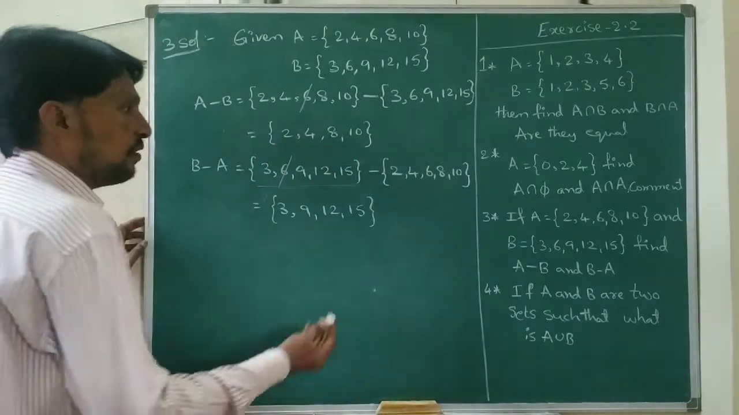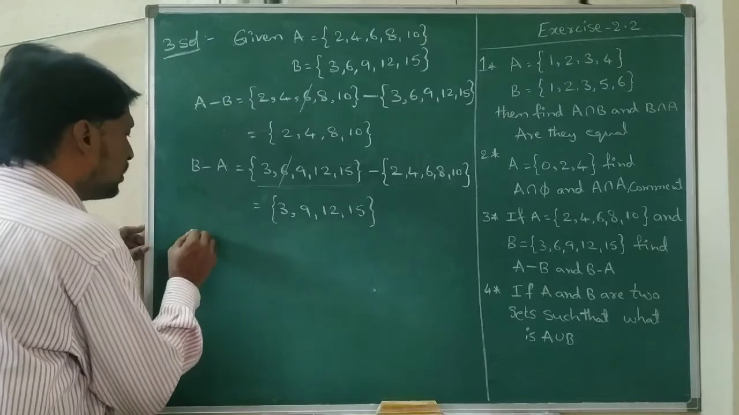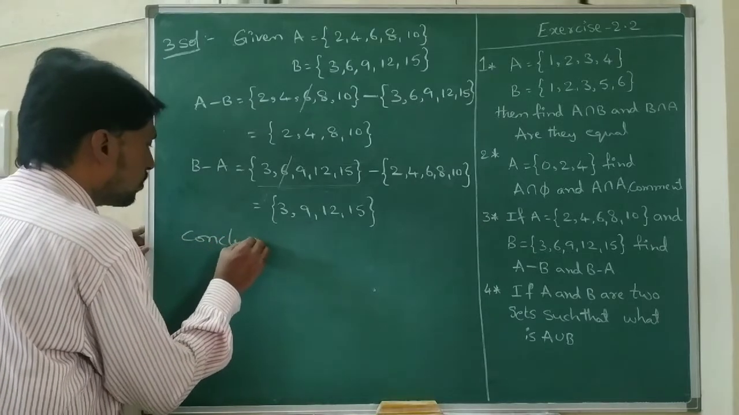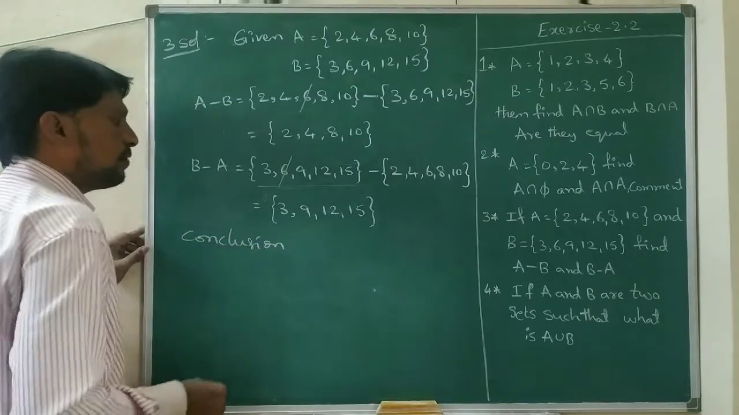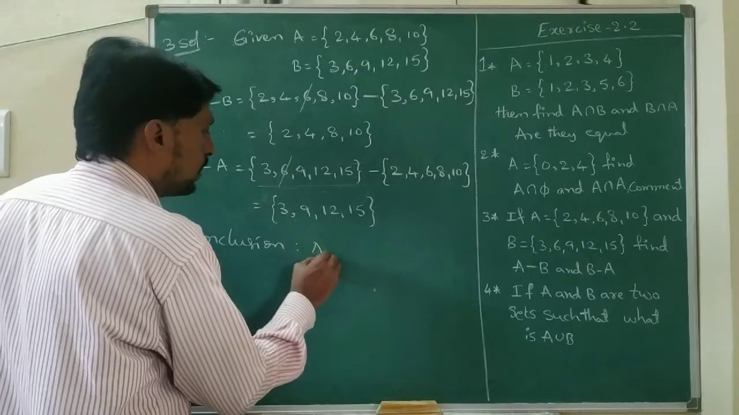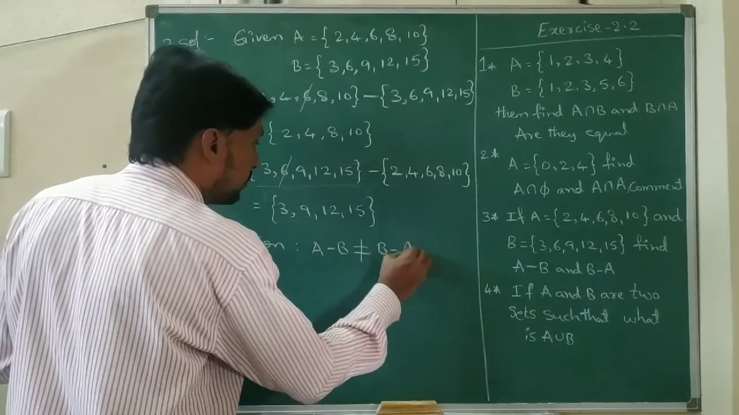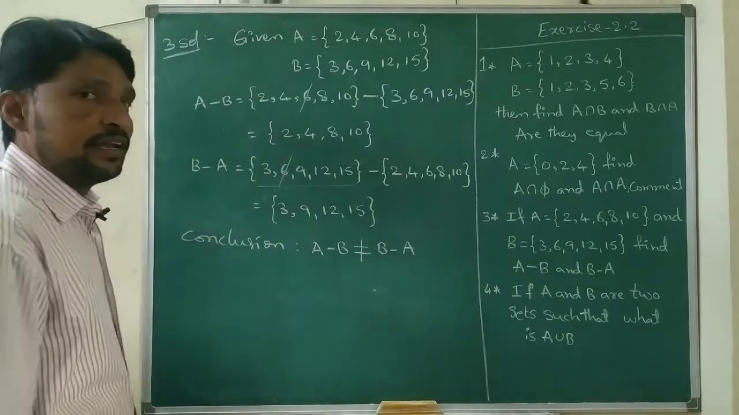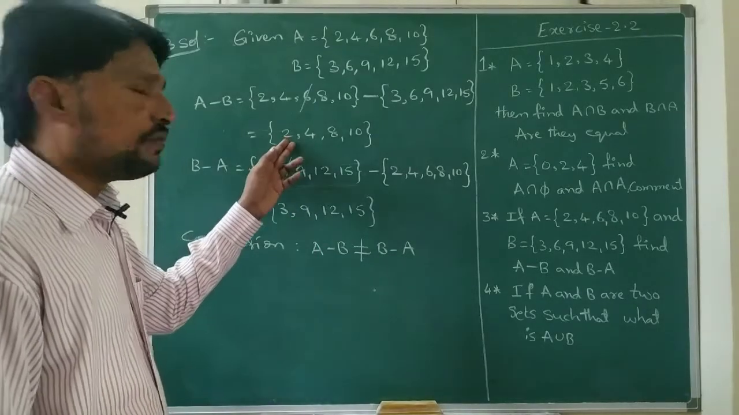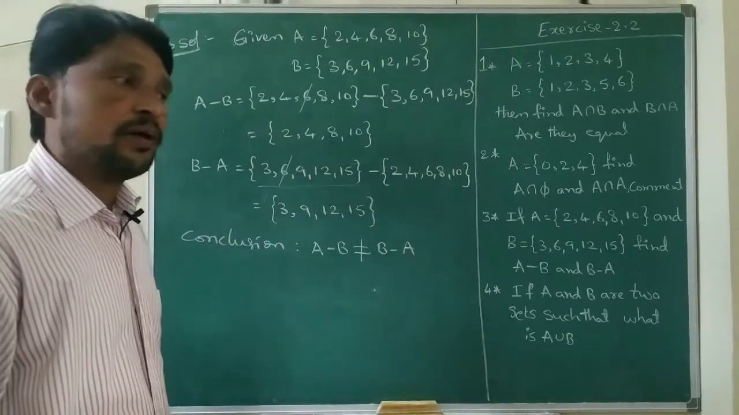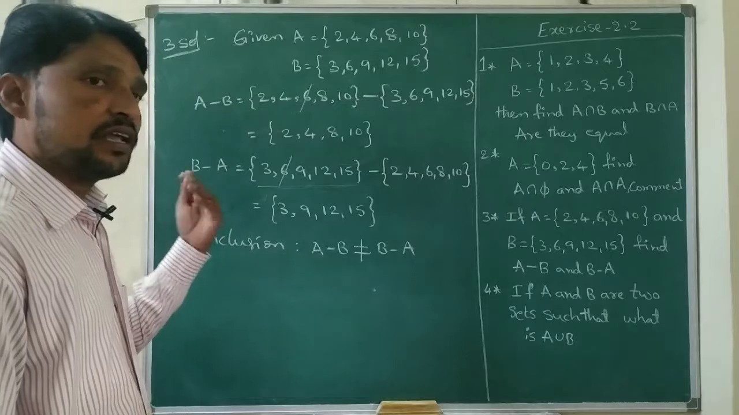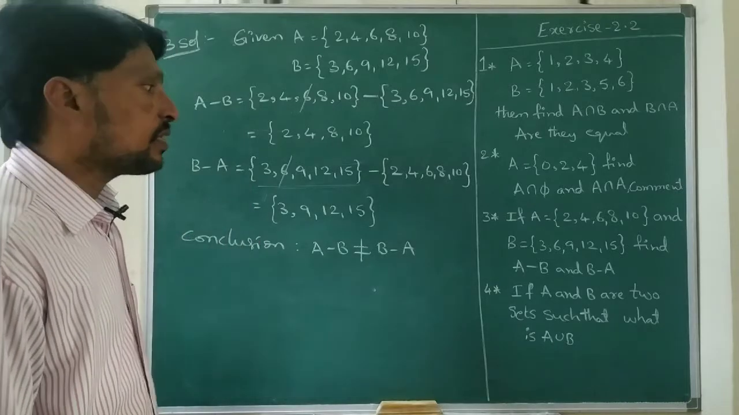So we can write the conclusion also. Conclusion. So what we need to conclude? Here A minus B not equal to B minus A. Both sets we did, they are not equal. So here different elements, here also different elements. So A minus B not equal B minus A.